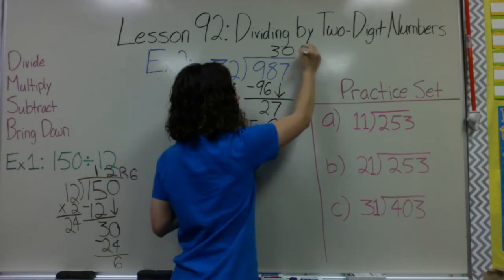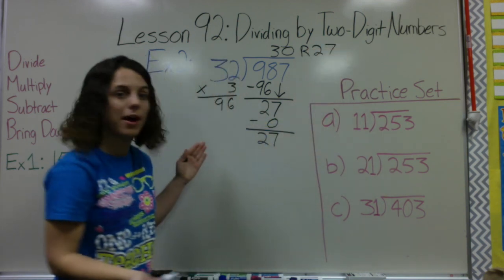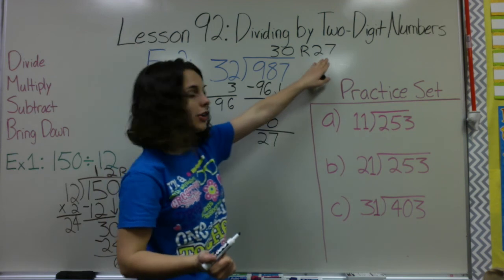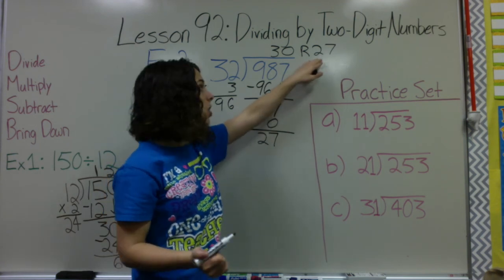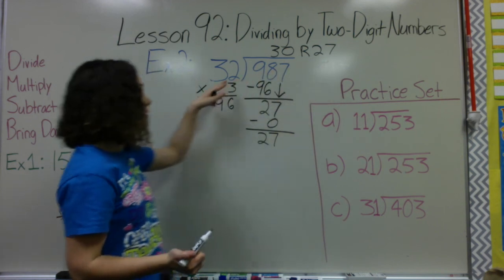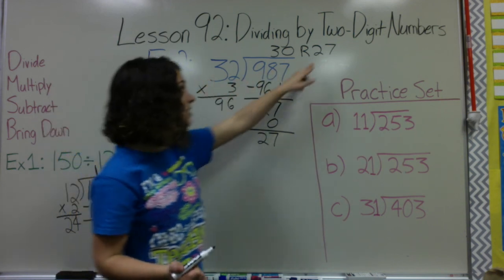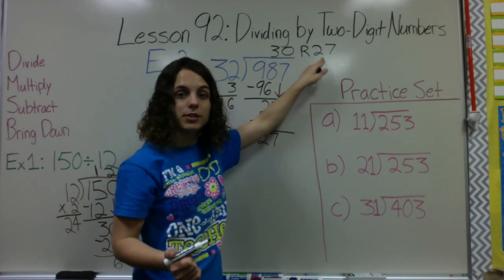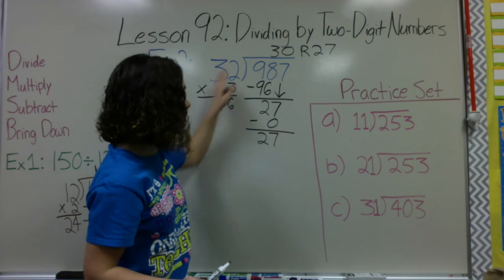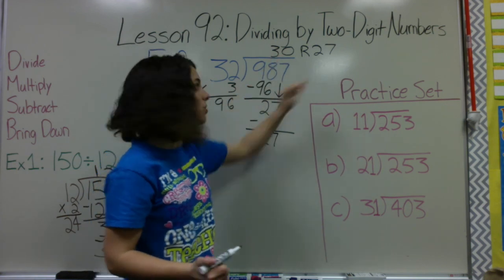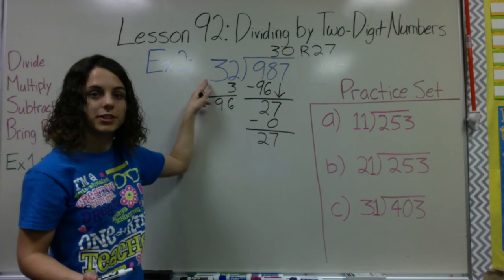30, remainder 27. Now I know some of you have asked questions about having such a large remainder, and 27 is okay to have as a remainder. As long as your remainder is smaller than your divisor, then that is perfectly okay. If this were 34, I know something would be wrong and I need to go back and divide again because it could go in more times. So as long as your remainder is not larger than your divisor, we're perfectly okay.